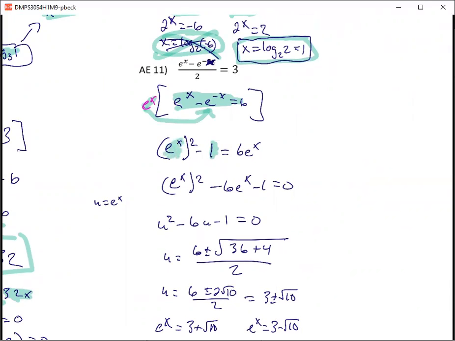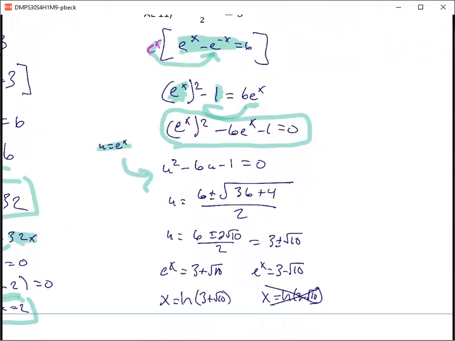E to the x squared minus 1 is 6e to the x. Bring it over, and now we see the quadratic form again. So u equals e to the x. So u squared minus 6u minus 1. This one does not factor, so quadratic formula.